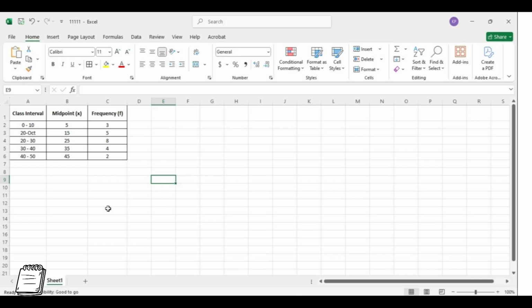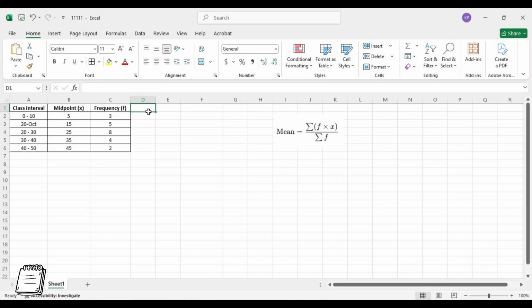First, remember in mind that to calculate the mean, you have to make a midpoint from the class interval. So midpoint is x. So the midpoints of all the class intervals are: first group is 5, second group is 15, third is 25, fourth 35 and fifth 45. So these are the midpoints.